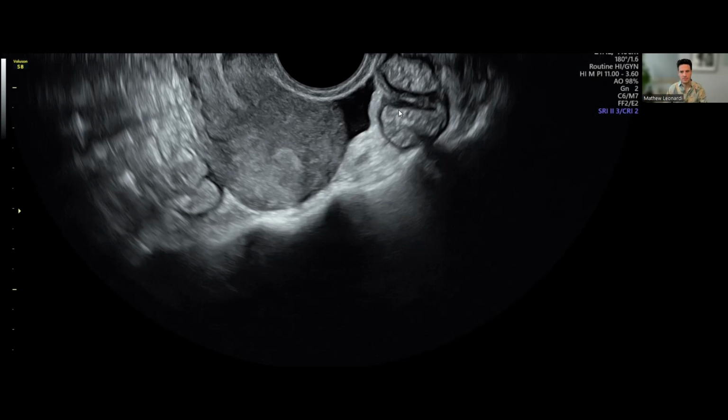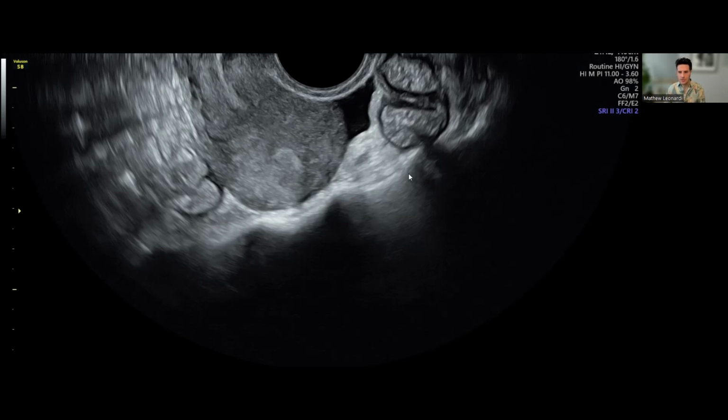So the probe is now in, and we have a couple things that we're seeing on this very first picture. This is our already noted retroverted uterus. We're noting some fluid within the rectouterine pouch, and we're now seeing here our upper rectum, which is our intraperitoneal rectum, that's above the rectovaginal septum.